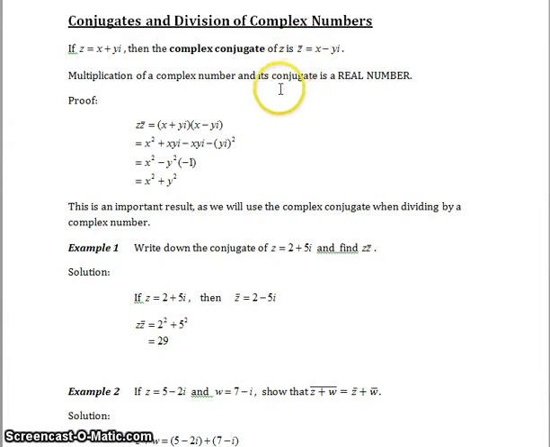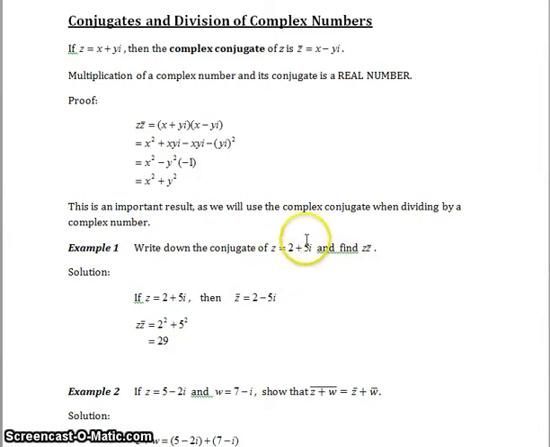And we've already seen that when you multiply a complex number by its conjugate, we get a real number. Have a look through this. This is a formal proof that that is the case, even though we've seen it in a previous example. Now, this is an important result, as we need to use that in order to divide by a complex number. So let's have a look first of all at another example of a complex conjugate.